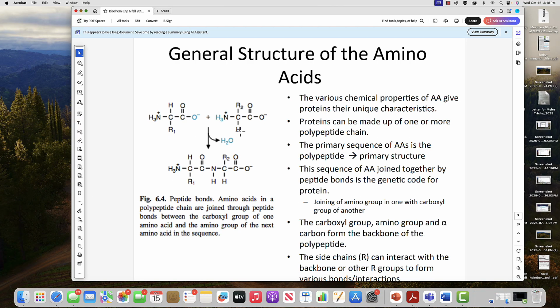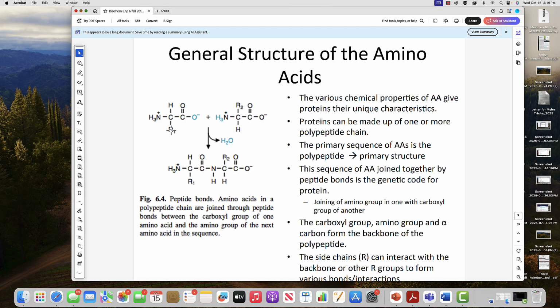So what is the structure of an amino acid? You have the amine group here, you have the carboxyl group here, and then you have the R group. The R group is attached to that central carbon, which has a hydrogen attached to it.